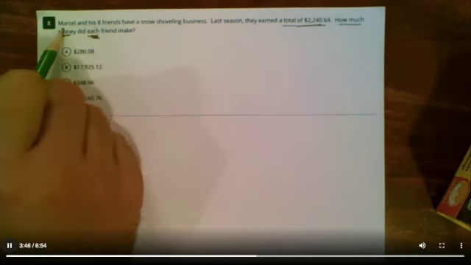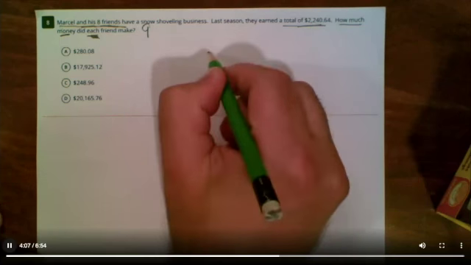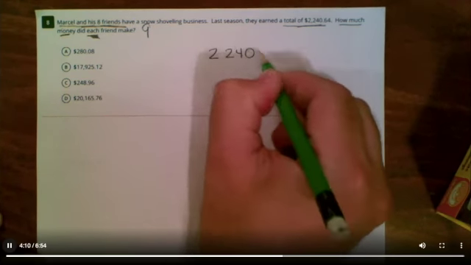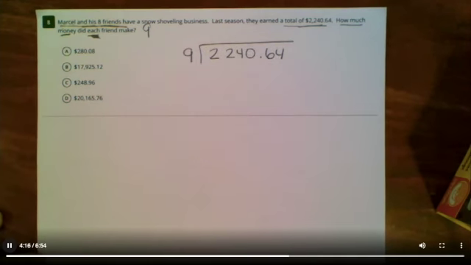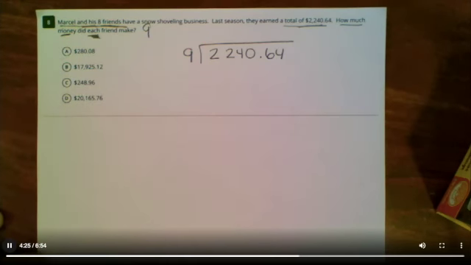And lots of people would probably pay attention to the 8, but they might not pay attention to Marcel. It says that Marcel and his 8 friends have a snow shoveling business. So that's not 8 people who are going to share the money. That's 9 people who are going to be sharing this money. So this is the total amount of money. There are 9 people who are going to share it equally. Again, it's 9 people because he has 8 friends, so all 9 of them have this business together.